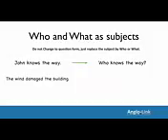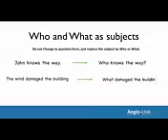The wind damaged the building. You want to ask a question about the subject, the wind. Simply replace the wind by what. What damaged the building?